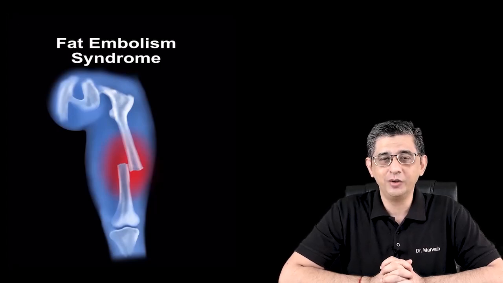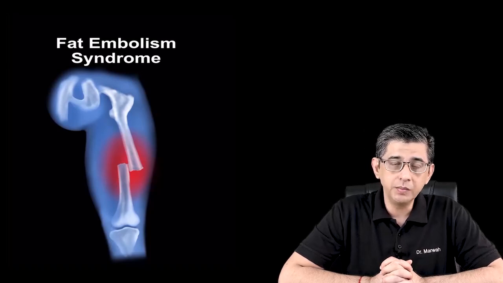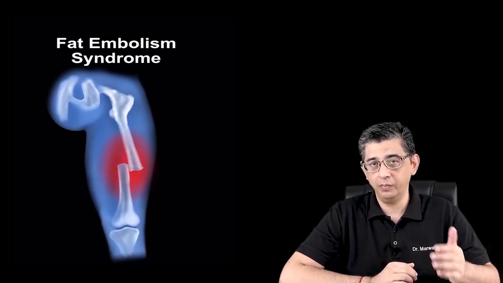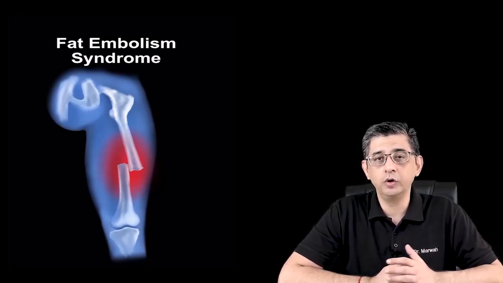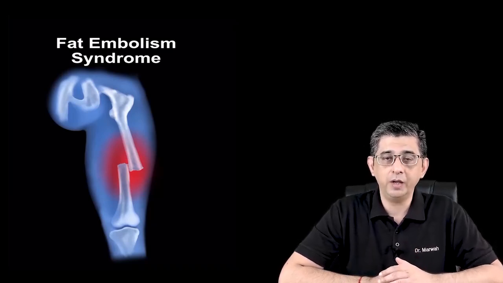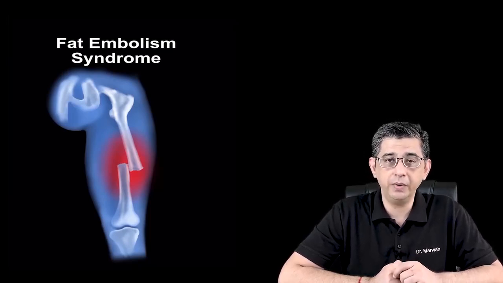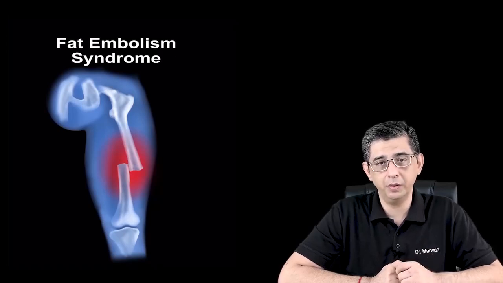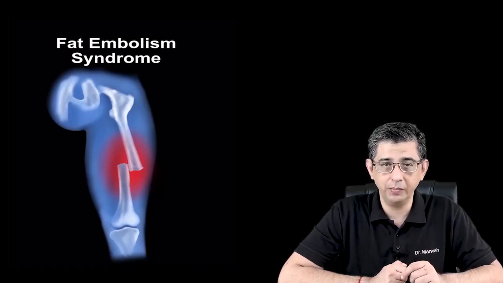Hey guys, welcome back. The topic we're going to study today is fat embolism syndrome. In fact, there are two terms that you will encounter. One is fat embolism, the second is fat embolism syndrome. With the majority of orthopedic procedures, especially the ones related to nailing in the bone, there can be fat embolism, but the inbuilt systems of the body prevent the development of fat embolism syndrome in the patient.